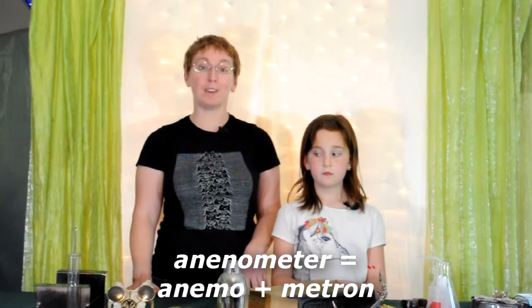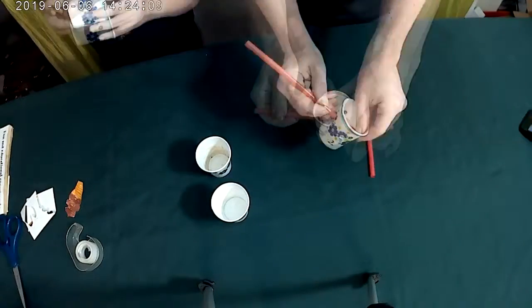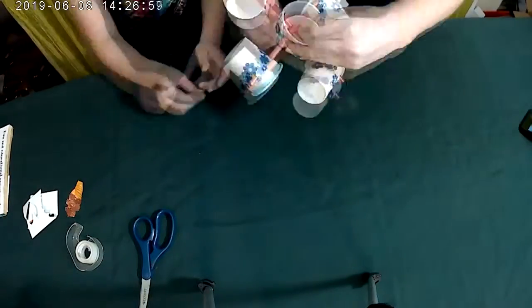Wind speed is measured with a device called an anemometer. Anemometer comes from the Greek words anemo for wind and metron to measure. And you can build your own. Building your own anemometer is fun and fast.